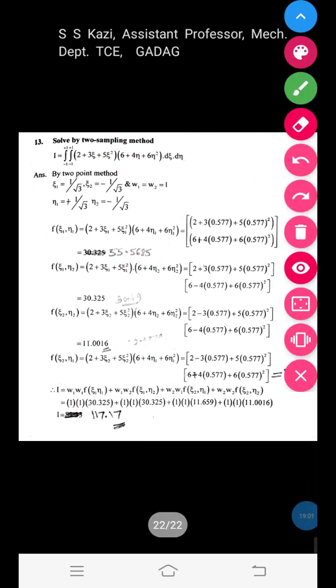I hope you have understood, my dear students. This is how you can evaluate the given integral for 2-dimensional analysis.